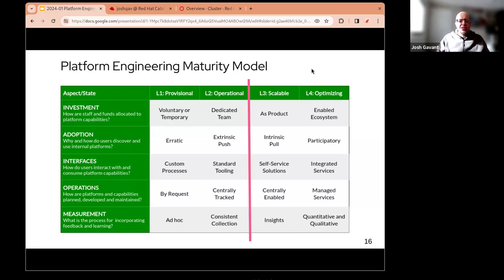Moving along in the adoption category, we talk about how users find the capabilities that are available. How is it that they end up using an internal platform? And here as well, we find in a lot of companies, a lot of folks are at the first or second level, where some sort of extrinsic push comes in and says, okay, you have to adopt because your bonus depends on it, or because that's the only way you're going to get support from the people that maintain this capability. If you want a database in this company, then you have to use this one.